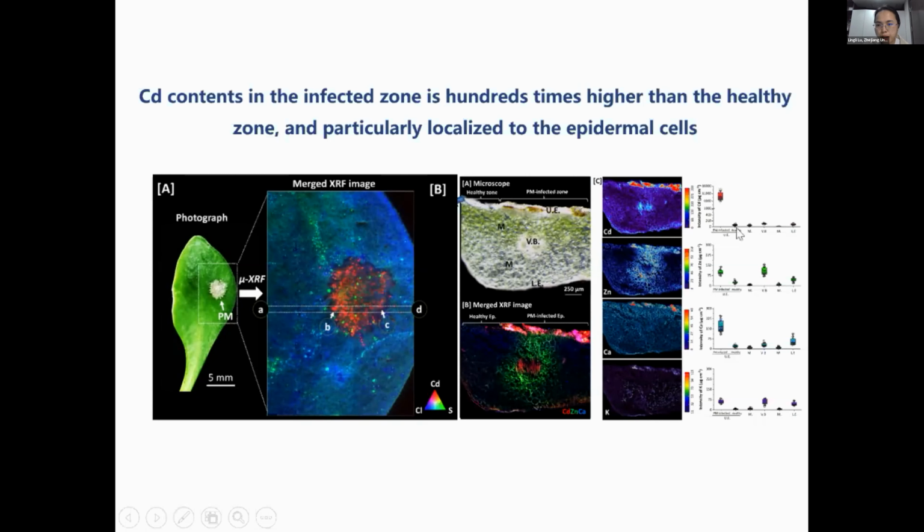And we also did some work on the transporters. We found that under pathogen infection, the transporters were highly expressed. So that is our result.